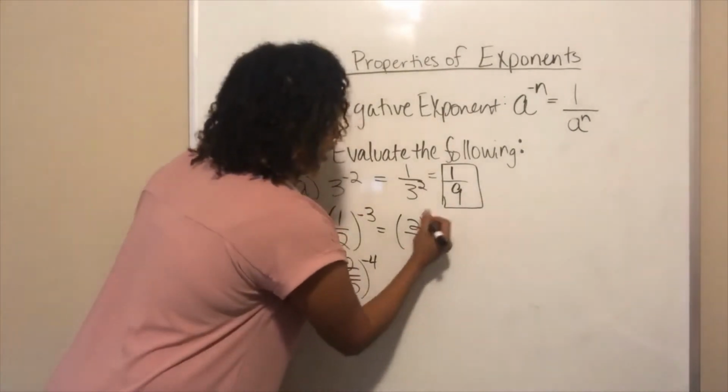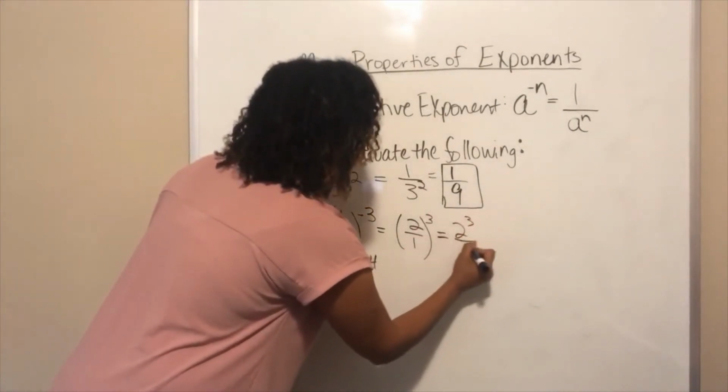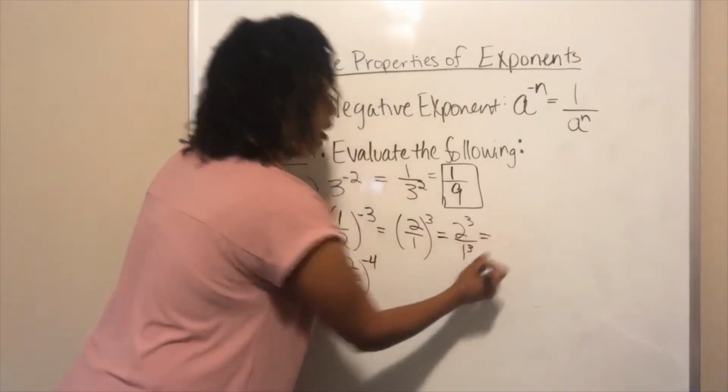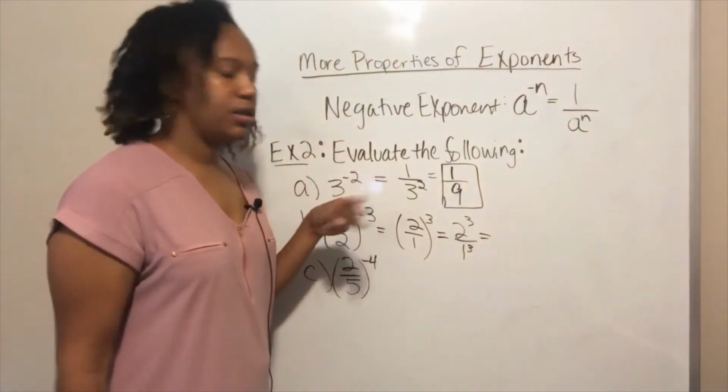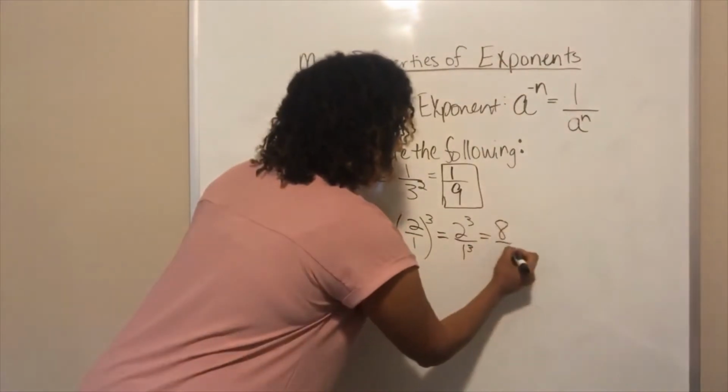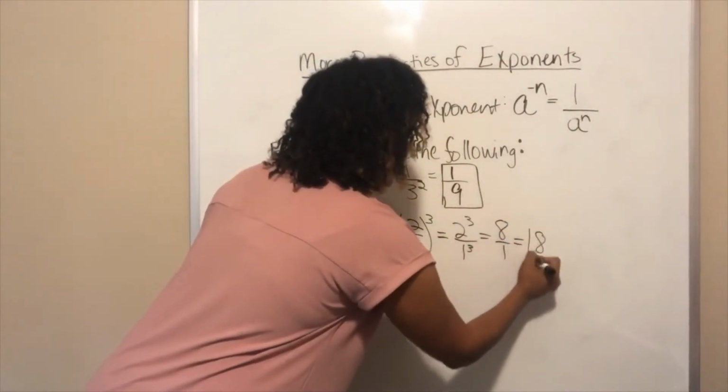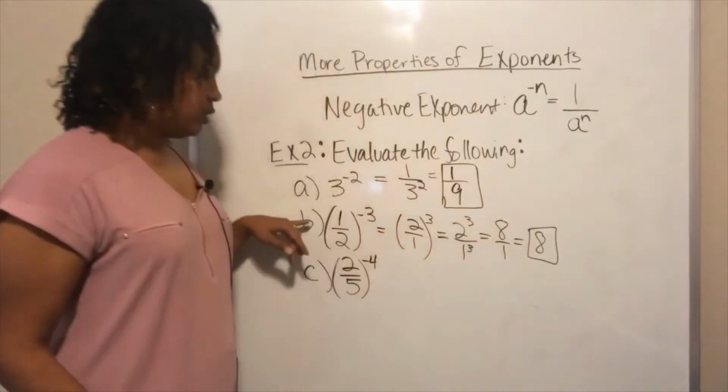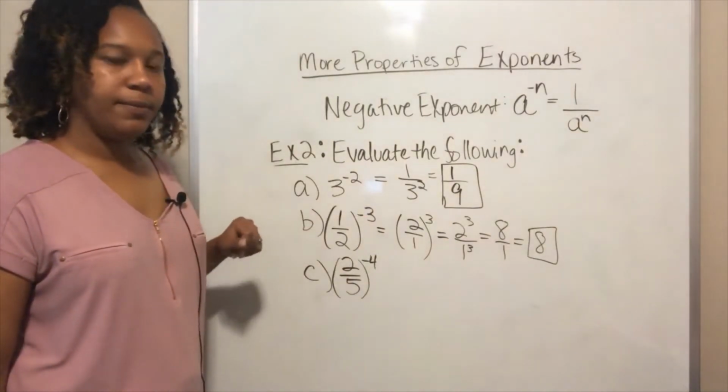And then you have to raise both the numerator and the denominator to that power. So 2 to the 3rd is 2 times 2, which is 4, times another 2, which is 8. 1 to the 3rd is 1. 8 over 1 is 8. So that final solution for part B will be 8.